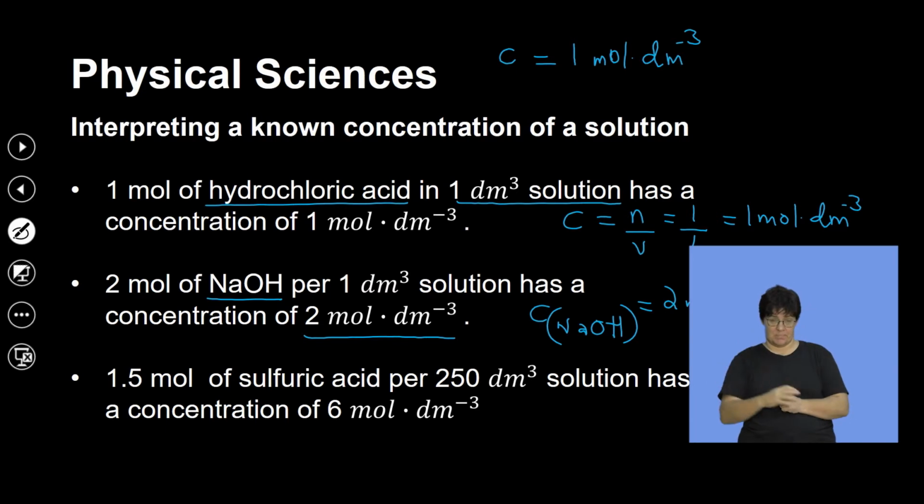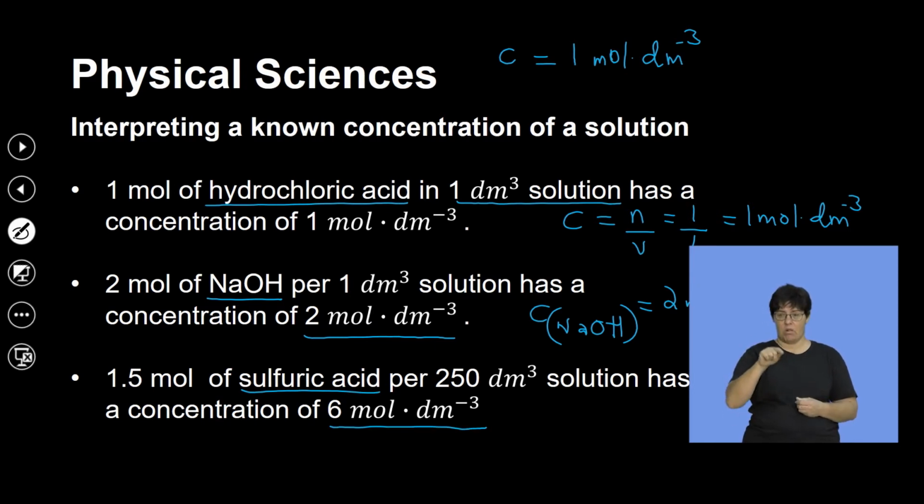And then, on the other hand, say we've got sulfuric acid, okay, then the concentration is 6 moles per cubic decimeter. What does this exactly mean? Say we've got 1.5 moles of sulfuric acid per 250 cubic centimeters, and we want to understand what the concentration of this solution is. I just wanted to focus our attention on the conversion there.